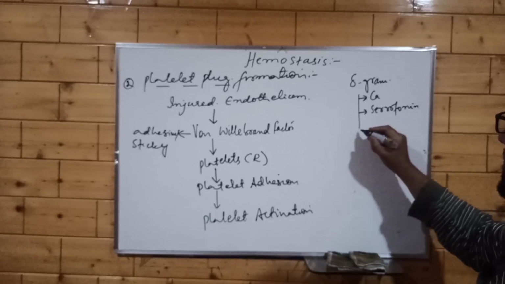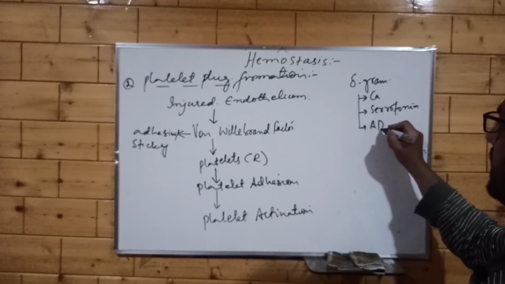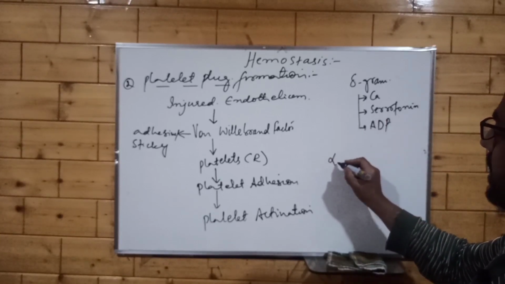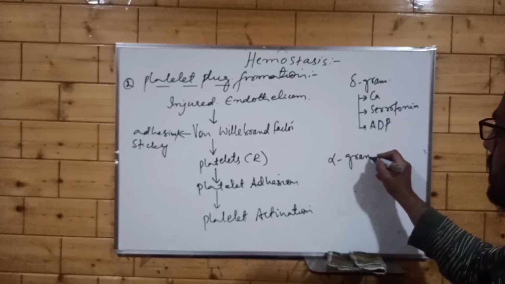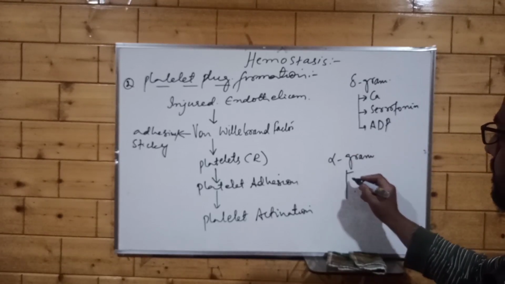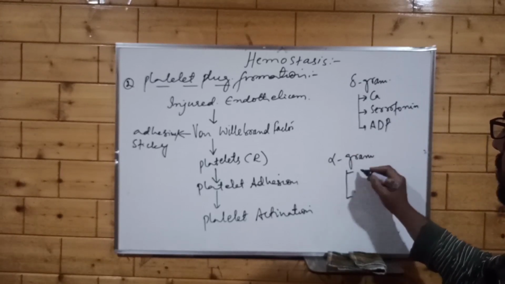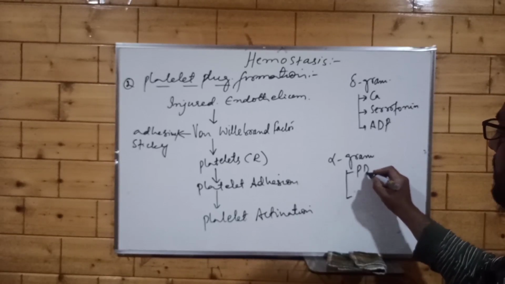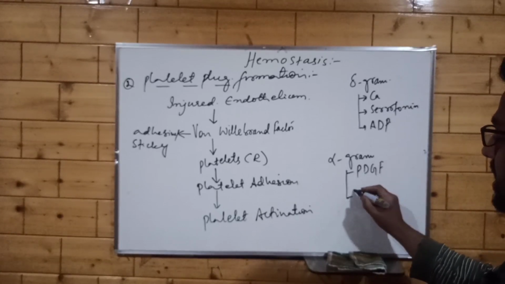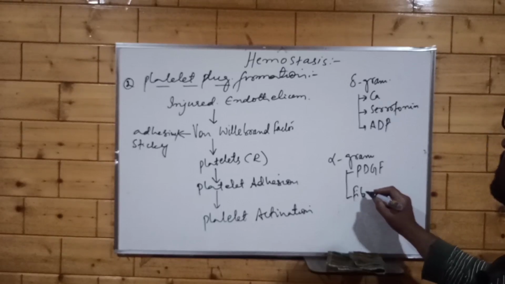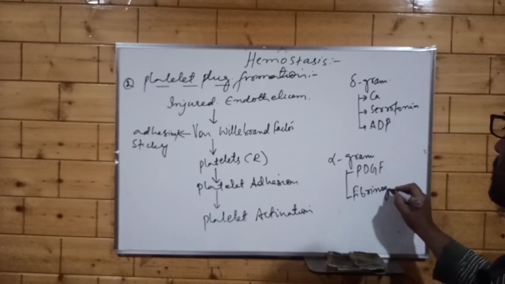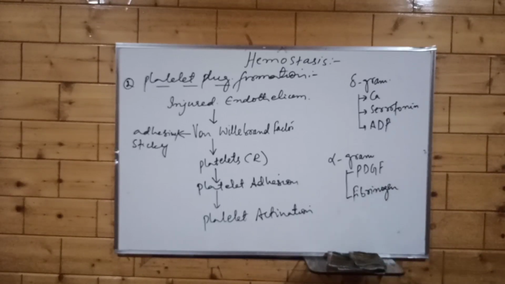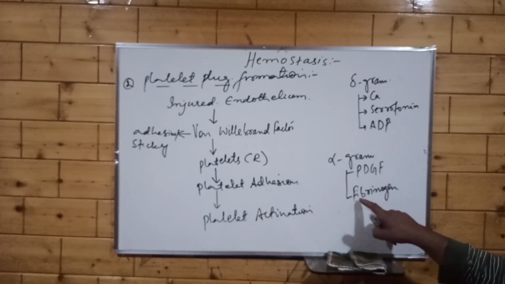And number third is ADP. Alpha granules, what do they contain? They contain two important factors here. Number one, platelet derived growth factor, and number second is a protein you already know, fibrinogen. So alpha granules contain PDGF, platelet derived growth factor, and the second component is fibrinogen.